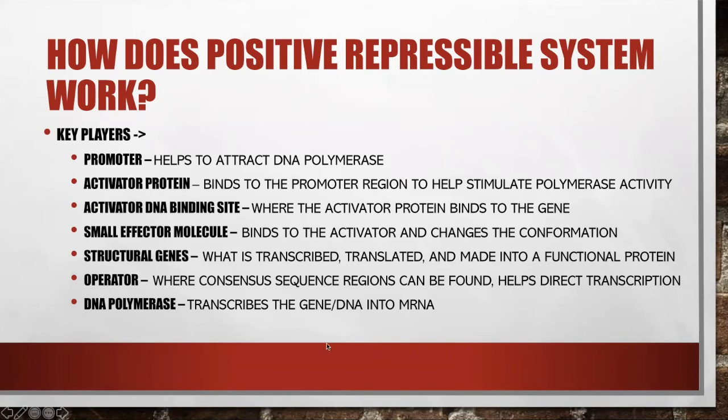The structural genes are what is transcribed, translated, and made into a functional protein. The operator is where consensus sequences can be found, which help direct transcription, kind of tell things where to go. And then DNA polymerase transcribes the gene or DNA into mRNA. And if this were an RNA strand, you would use RNA polymerase.